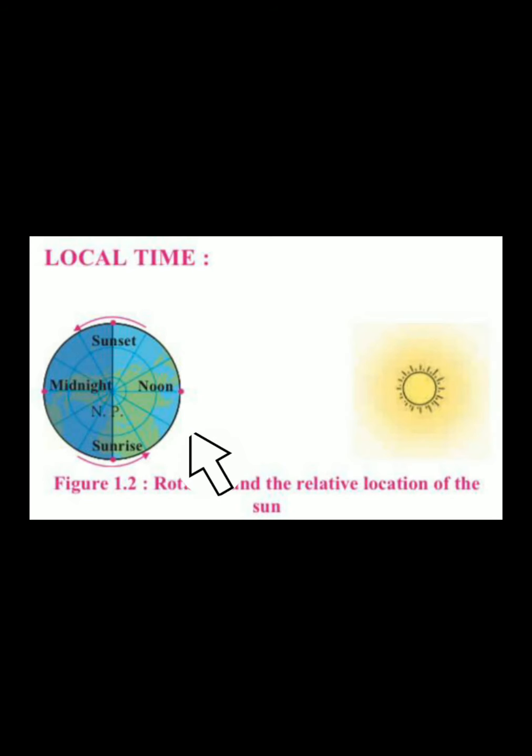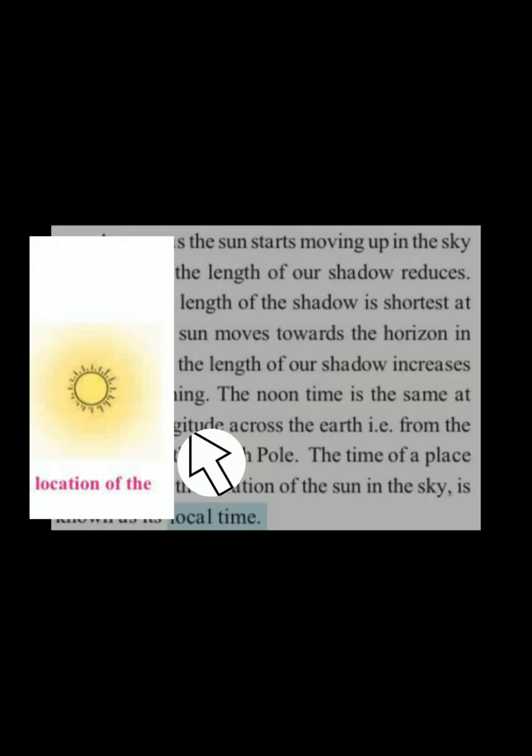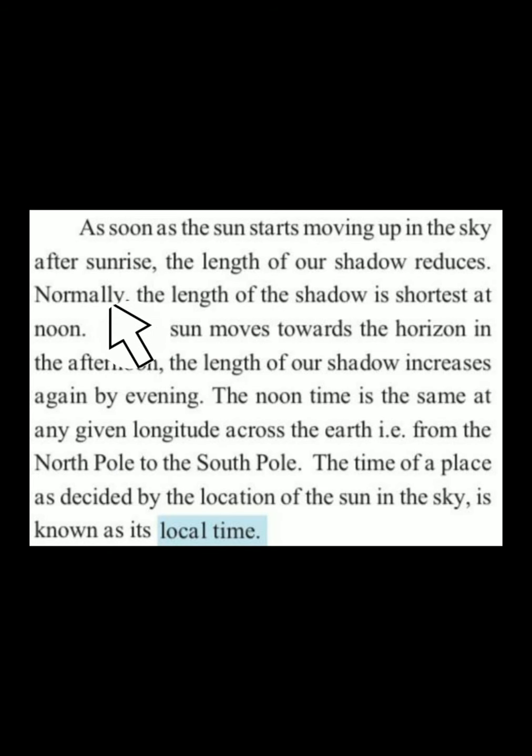I suppose most of you might have understood what local time means from the explanation I have given you up to now. Now let us use this figure 1.2 to understand what we mean by local time. As soon as the sun starts moving up in the sky after sunrise, the length of our shadow reduces. Just now you saw in the image that as the sun moves higher in the sky, the length of the shadow also reduces.